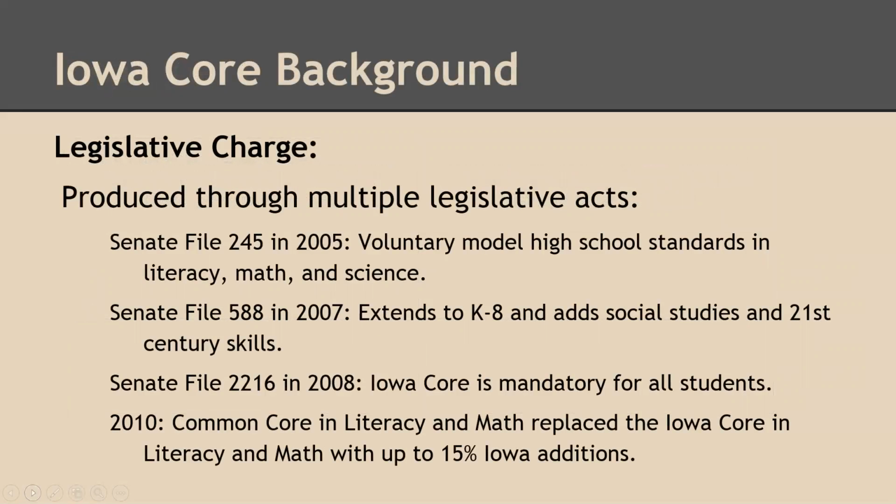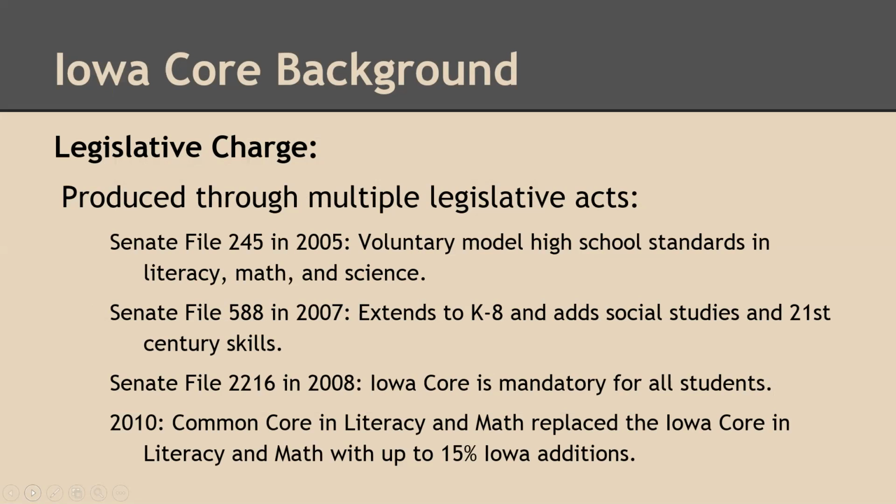Before we get started with some additional information about the standards, we're going to talk about the background of the Iowa Core and how it came to be legislatively. The Iowa Core came to be through multiple legislative acts. In 2005, Senate File 245 introduced a voluntary model high school set of standards in literacy, math, and science. Senate File 588 in 2007 extended this to K-8 and added social studies and 21st century skills to this voluntary set of standards. It was not until 2008 Senate File 2216 extended this and made Iowa Core mandatory for all students K-8 in the areas of literacy, math, science, social studies, and 21st century skills.